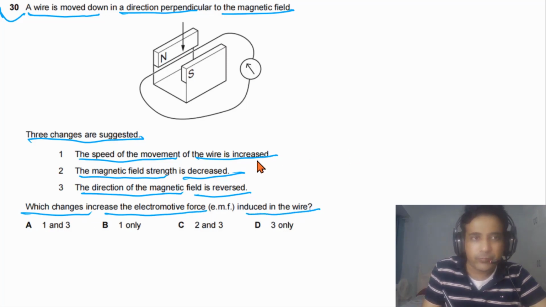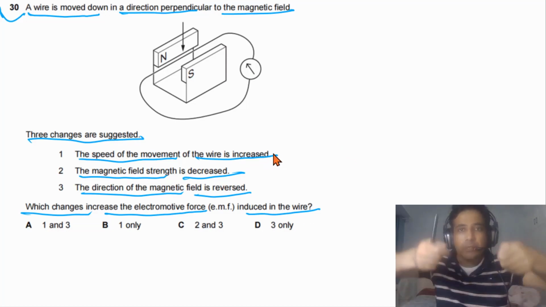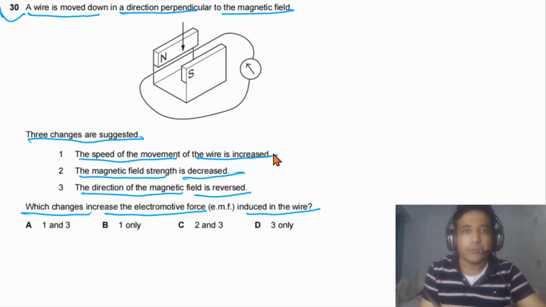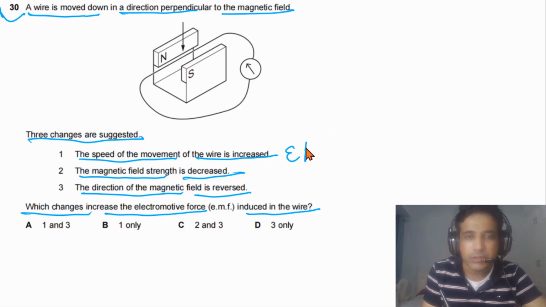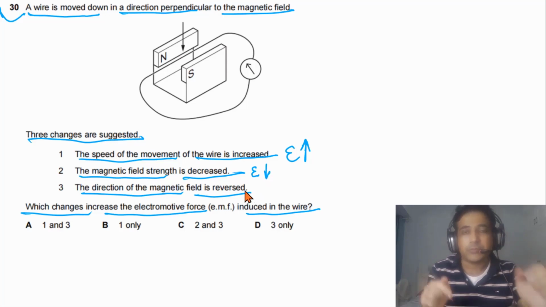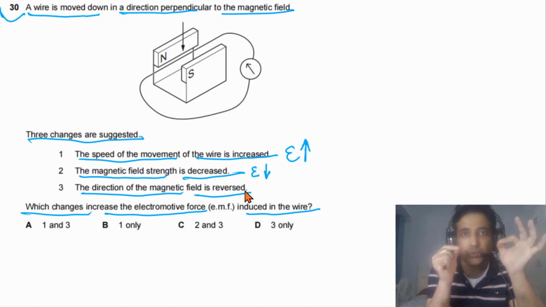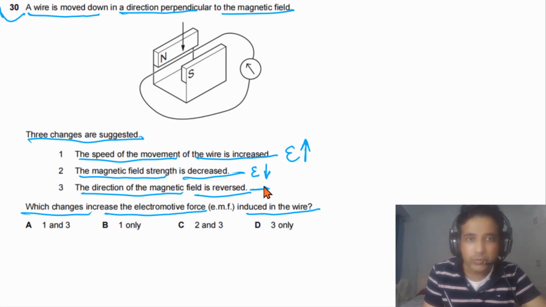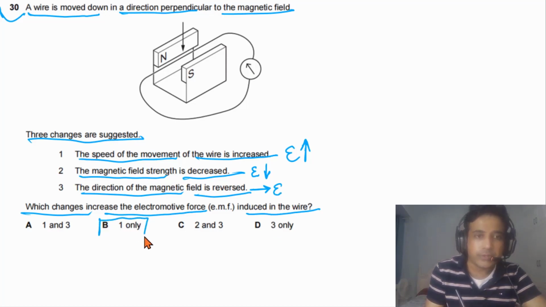If you look at the first change, speed is increased. If we move the wire faster, it means we have more mechanical energy that will be converted into electrical energy. So in this case, EMF will increase. If you look at the second option, the magnetic field is decreased, this will decrease the EMF. The direction of the magnetic field is reversed, this will have no effect on the magnitude of EMF. It will just reverse the polarity of EMF. So it will have no effect on the magnitude of EMF. So the answer for this question is B.